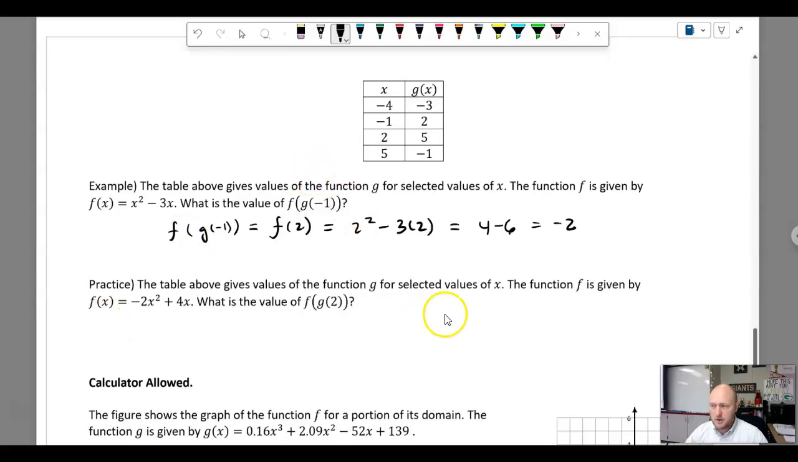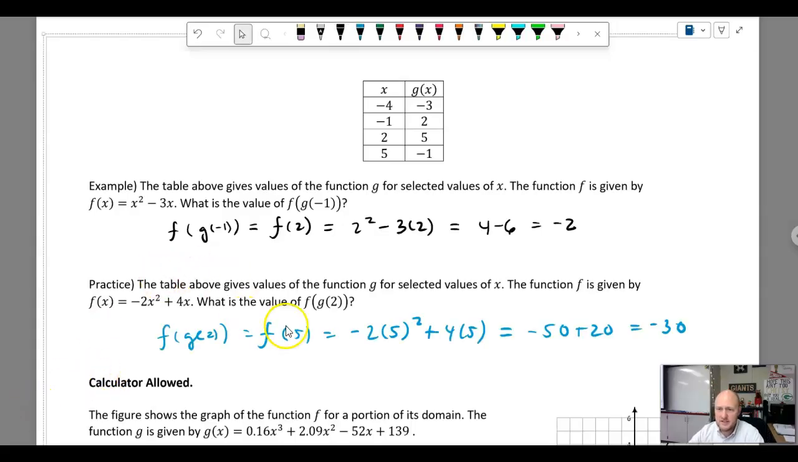Okay, here's a practice problem. Please pause me. I want you to try this practice problem here. Okay, here is the solution. You should have gotten negative 30. If you plug in 2 into g, you get the output 5, and then we calculate f of 5. When we do that, you get negative 2 times 25, so negative 50, plus 4 times 5, which is 20, so negative 30.